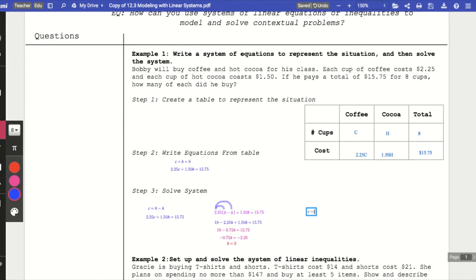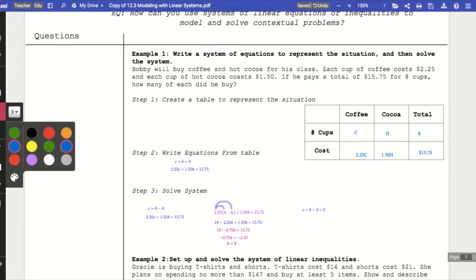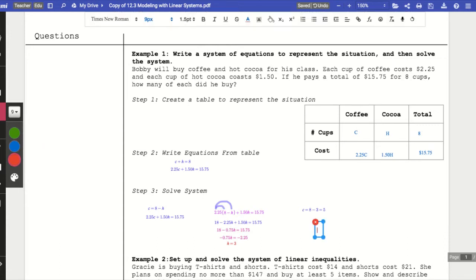So 8, again completing substitution, 8 minus 3 equals 5. So then he bought 5 cups of coffee. Then the last step is just to write our answer as a solution. This shows that we understand what we actually did. Because yes, you got the right answer: h equals 3, and c equals 5.